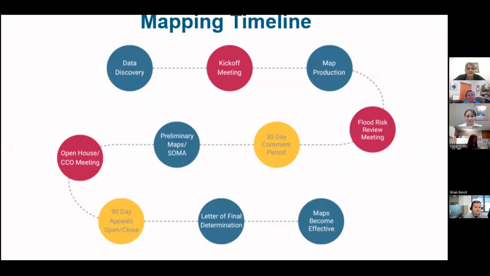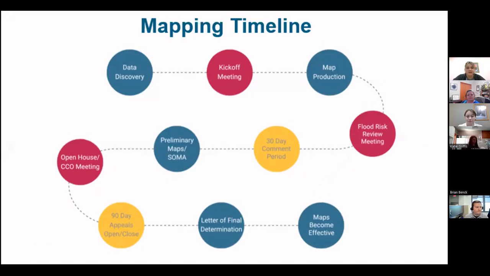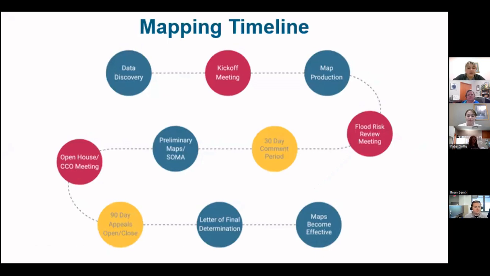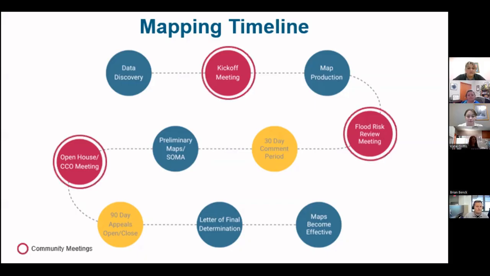So this is the map of what this process will look like. We'll start out with data discovery. All the blue dots are just different milestones throughout the process. You can see there's data discovery, the map production itself, when the maps go preliminary, and then towards the end when they become finalized. The red dots are all community meetings.